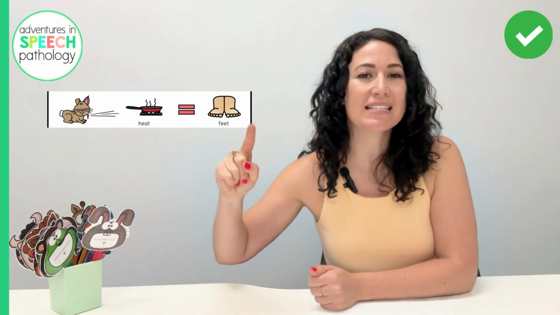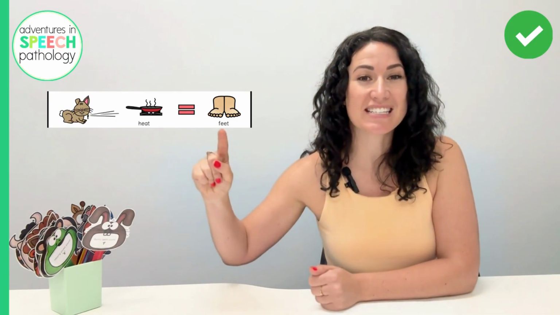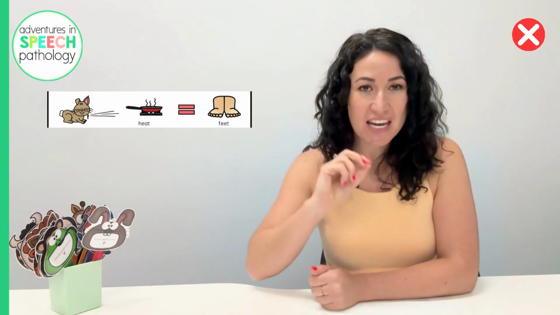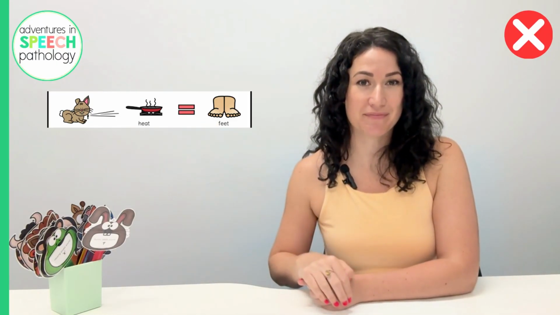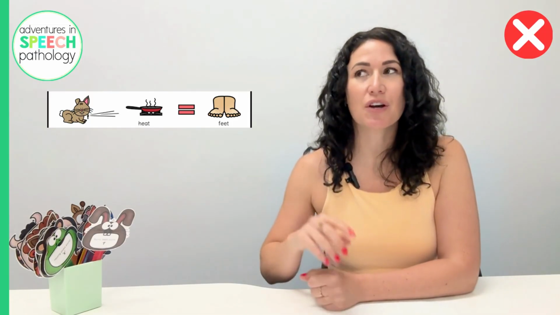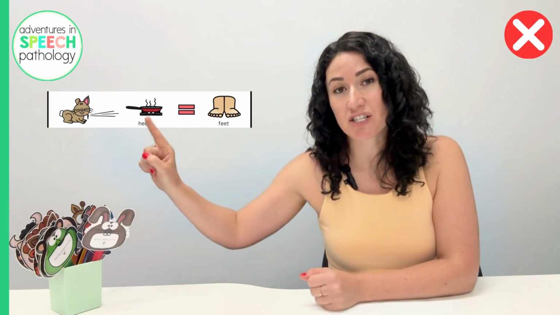So the correct way to teach the H insertion trick for words starting with F is like this. Heat. Do you see how slow that was? And you didn't hear a gap. Heat. And then we're going to speed it up and gradually decrease that, okay? Heat, heat, heat. The incorrect way to teach this would be like this. Heat. Okay, we don't want a gap. So to make sure you're not using that gap, that's why I recommend making that first initial sound long at first.